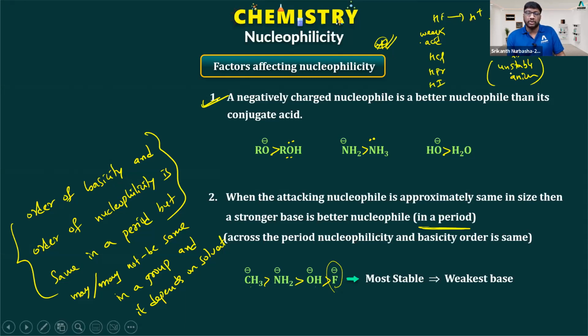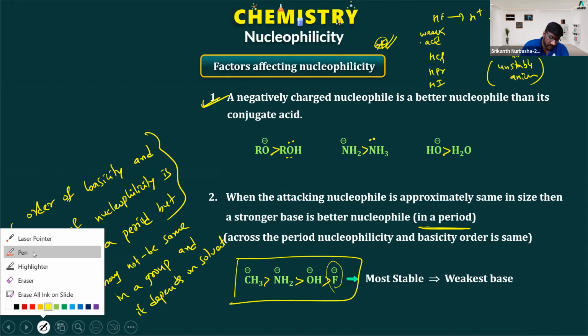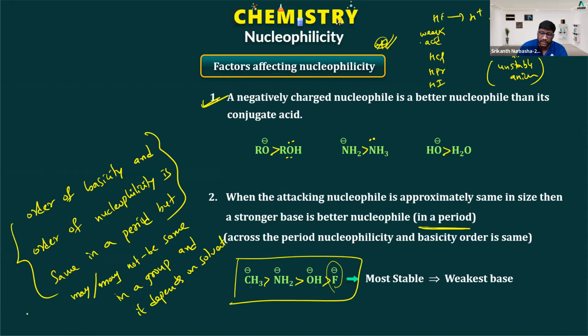Okay, with respect to what you are comparing, that is important. F minus is more stable among these four, so that is going to be the weakest base. CH3 minus is going to be the strongest base. The order of basicity is the same order of nucleophilicity. Right? Is that clear, students?